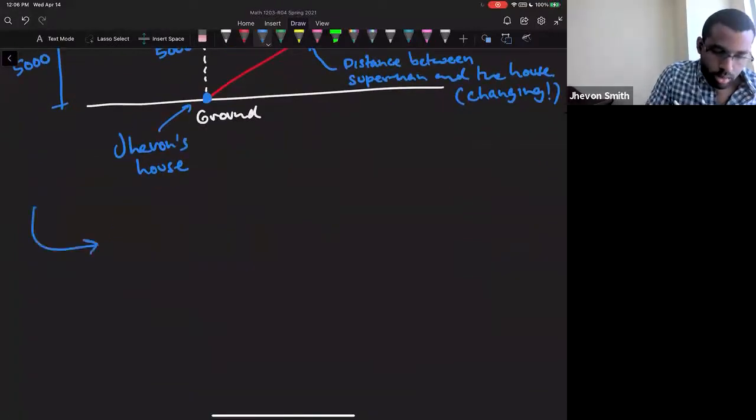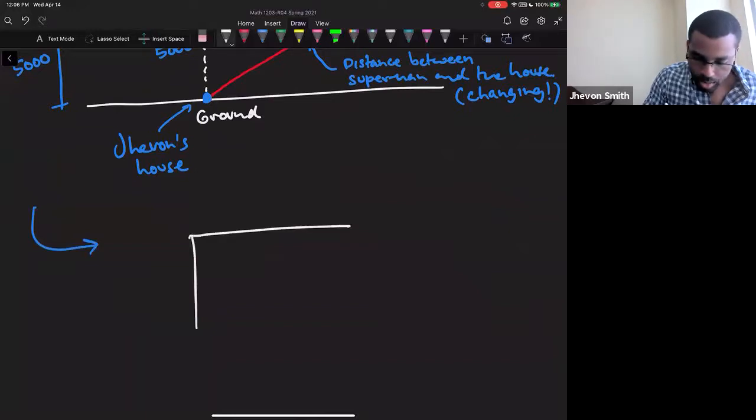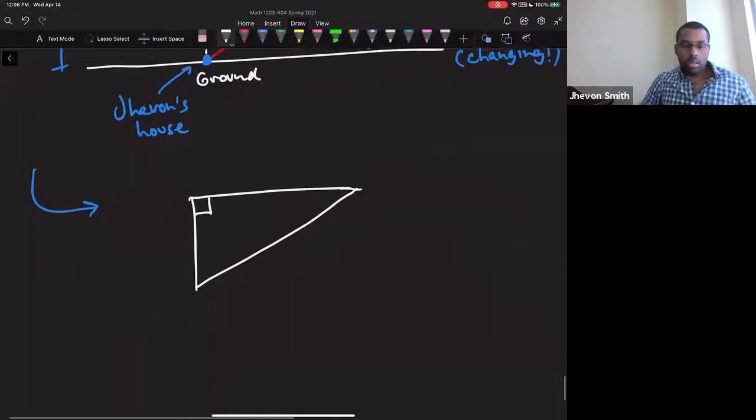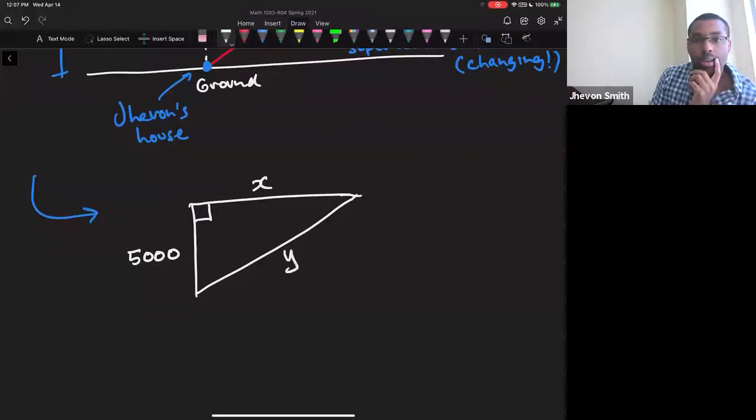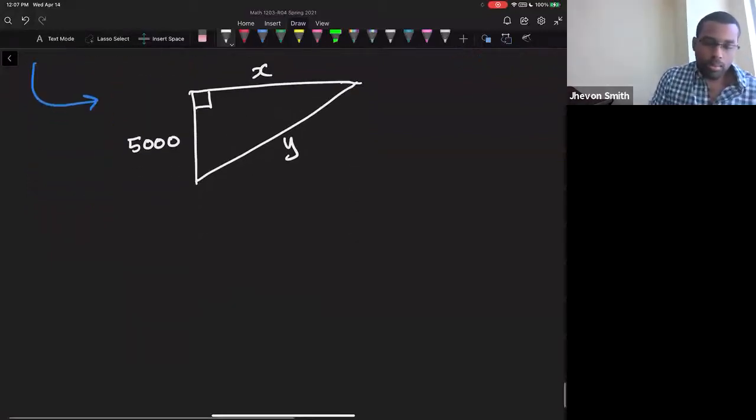So this leads to my diagram being like this upside down right triangle, where this side is always 5,000. This side we can call X. This side we can call Y. So that's our diagram.